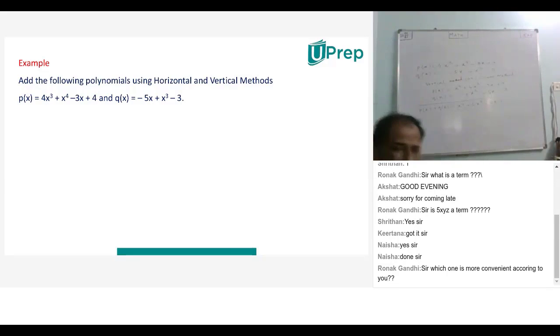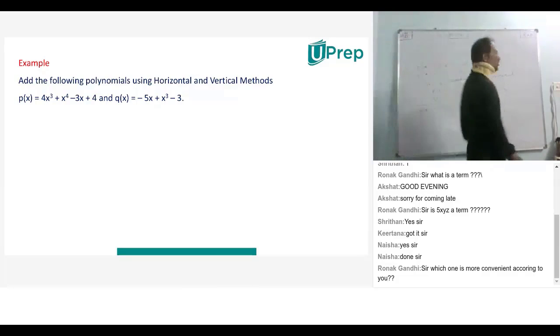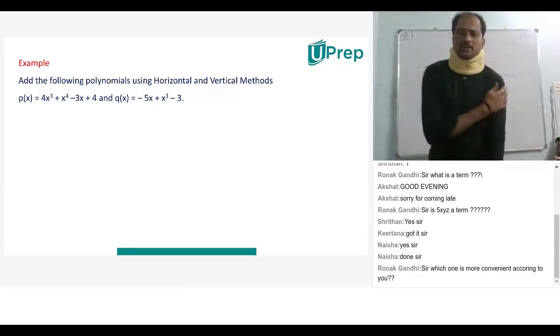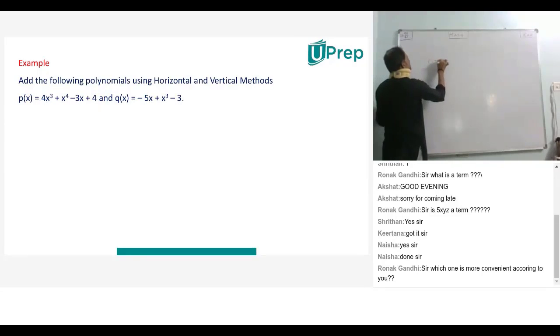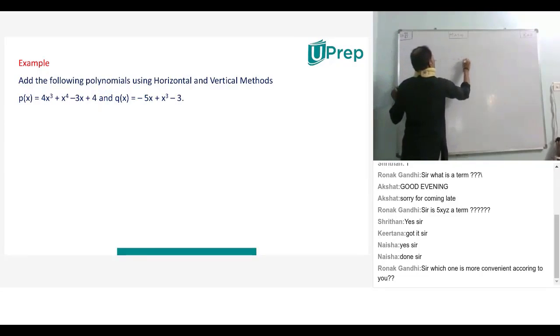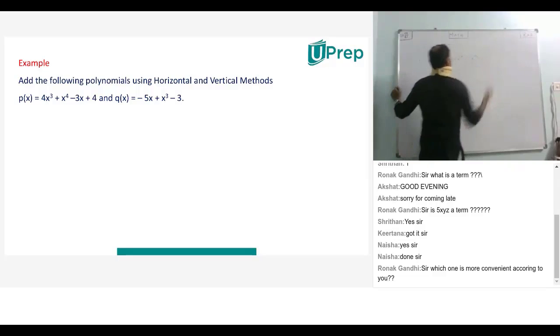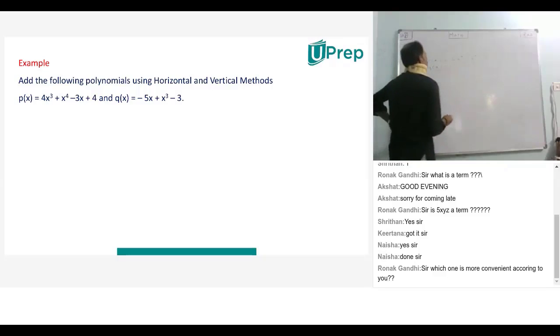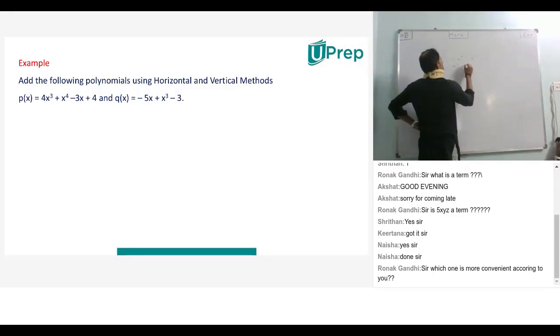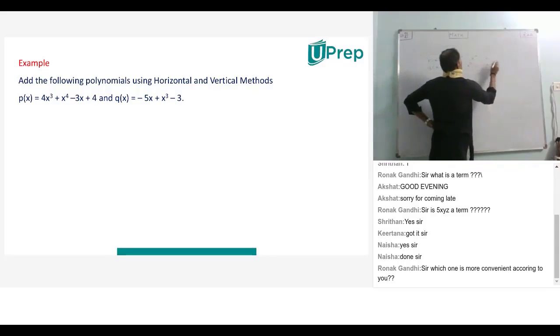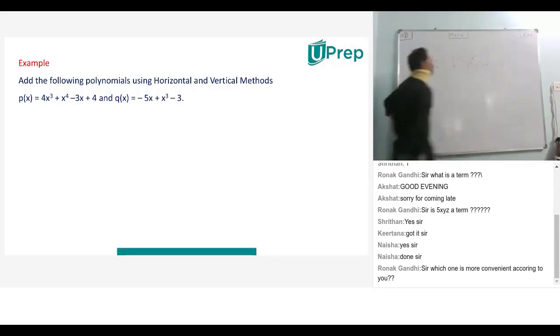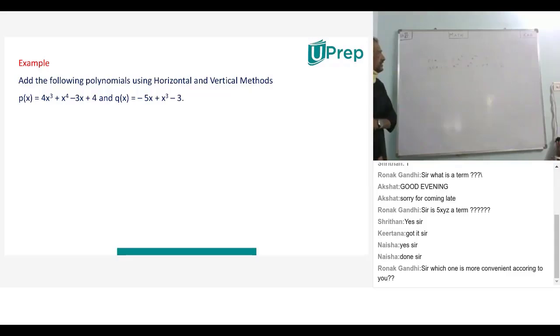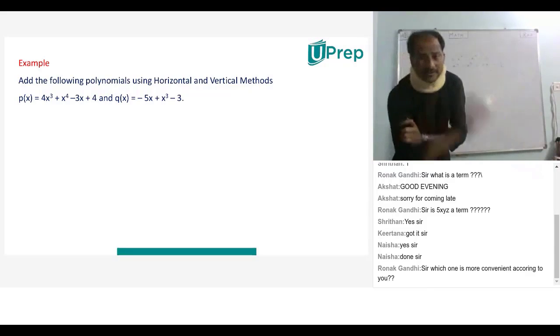Naisha says done, sir. Good. Now let us do one more addition of polynomials. P of x is equal to 5x cubed minus x square minus 2. Q of x is equal to x power 4 minus x cubed plus 2x minus half.